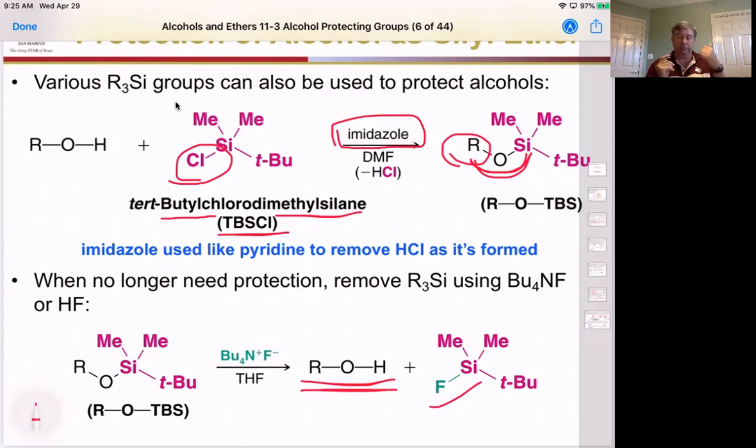So we can use the isobutylene group to protect the alcohol as an ether. In the cases of strong acids and bases, we can use this trimethylsilyl group anytime we're not using fluoride ion.